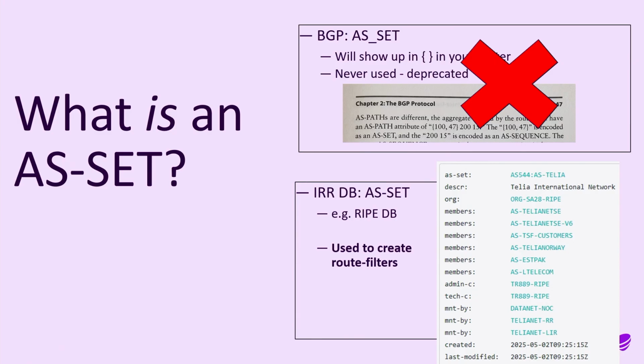In the IRR databases, and for the record, I'm going to talk a lot about IRR databases, the Internet Routing Registry databases. Whenever I say that, if you're not sure what I mean, just think of the RIPE database. We're in Europe now, so we will probably use the RIPE database, but over the world there are between 20 or 30 different IRR databases.